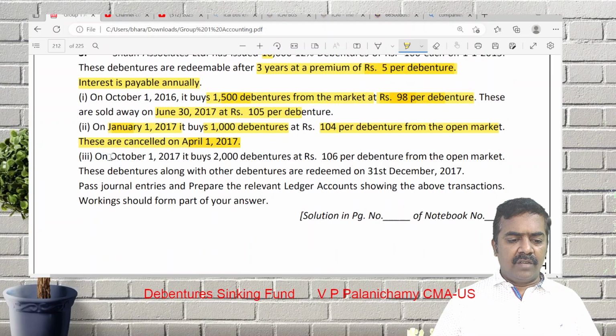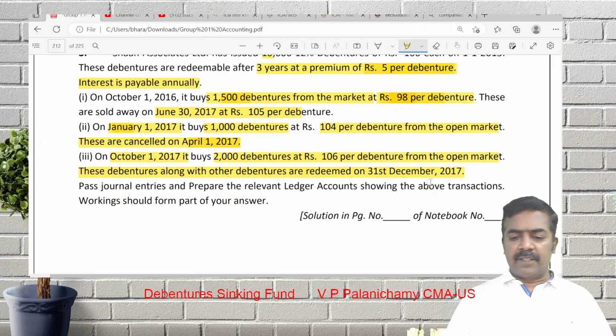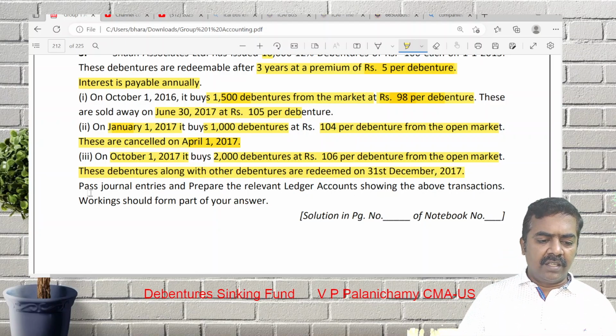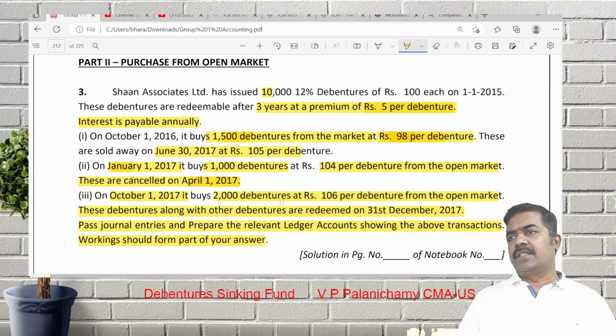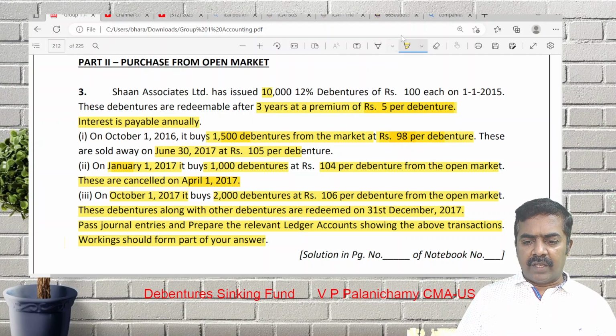Then on 1st October 2017, we are buying how many debentures? 2000 debentures at 106 in the open market. Then these debentures along with other debentures were redeemed on what date? 31st December 2017. Pass necessary journal entries, prepare relevant ledger accounts. Following the above transaction, working should be forming part of the answer. Since the debentures are just bought and cancelled, or redeemed, we can proceed with the journal entries.